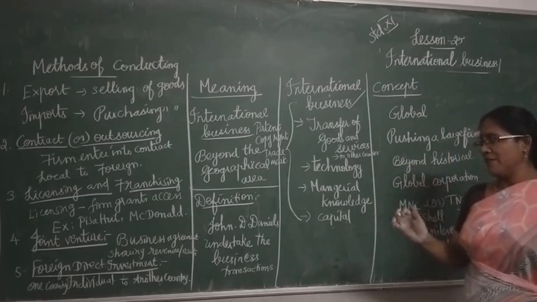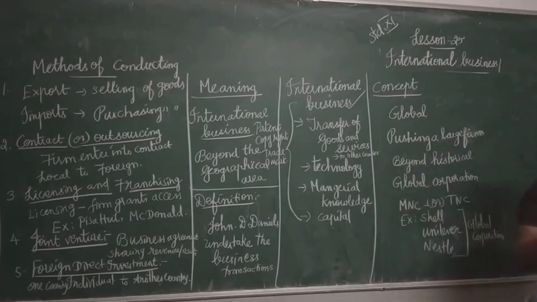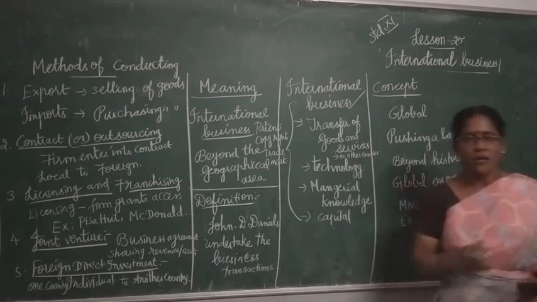Definition, which is given by John D. Daniels: undertaking the business transaction. We are undertaking, according to John Daniels, international business means all business transactions, whether private or government, that involve 2 or more countries. We are going to do the business in 2 or more countries.